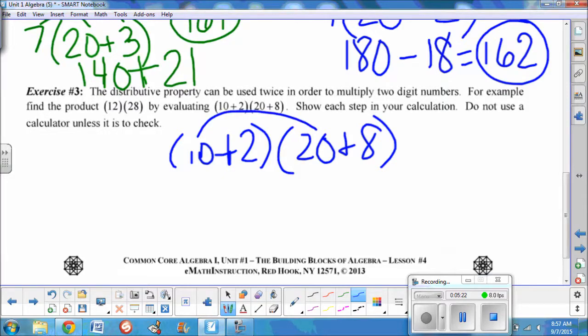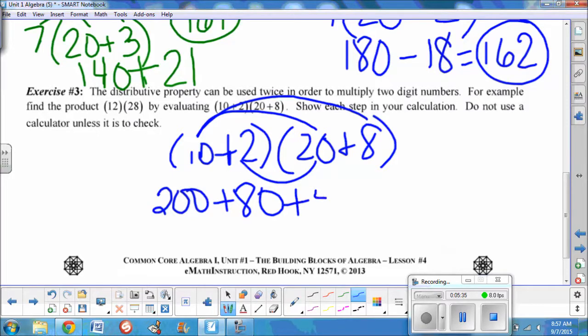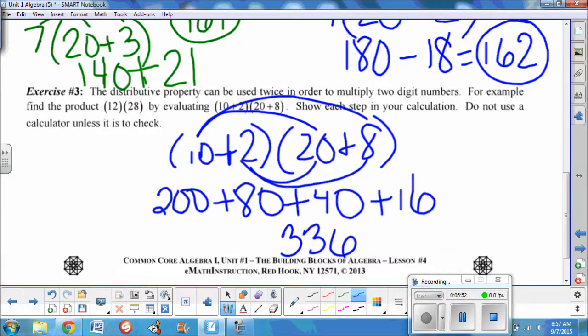So 10 times 20, 200. 10 times 8, 80. And then 2 times 20, 40. All of these should be pretty quick in your head. 2 times 8, 16. Okay? And then 200 plus 80 plus 40 plus 16, you should be able to come up with 336. So multiplying that, not using the standard algorithm, but using the distributive property to be able to come up with the product. Go ahead to the page.